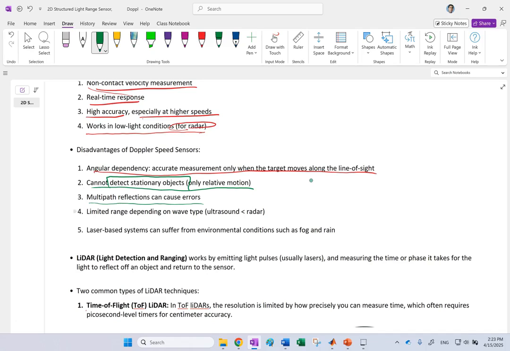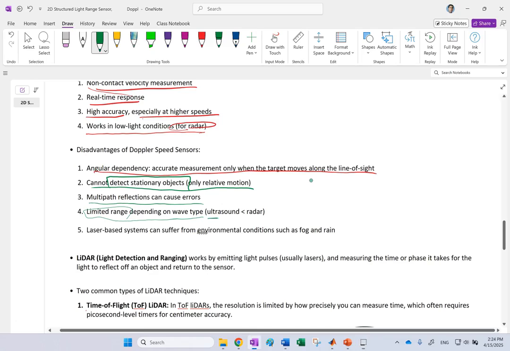And depending on the type of wave, range is going to be limited. Typically, ultrasounds have a lot less range than radars. And finally, the last thing is the ones that are working with laser, as I said, can suffer from fog and rain. So environmental conditions can affect their accuracy.